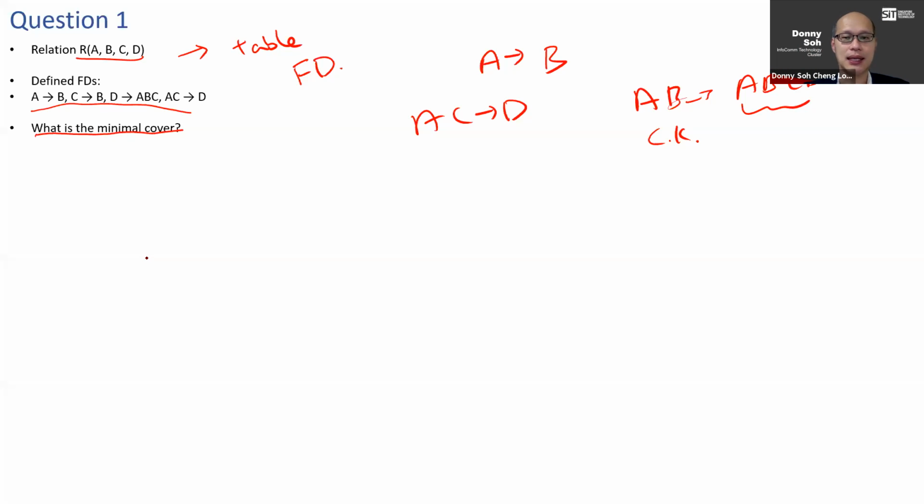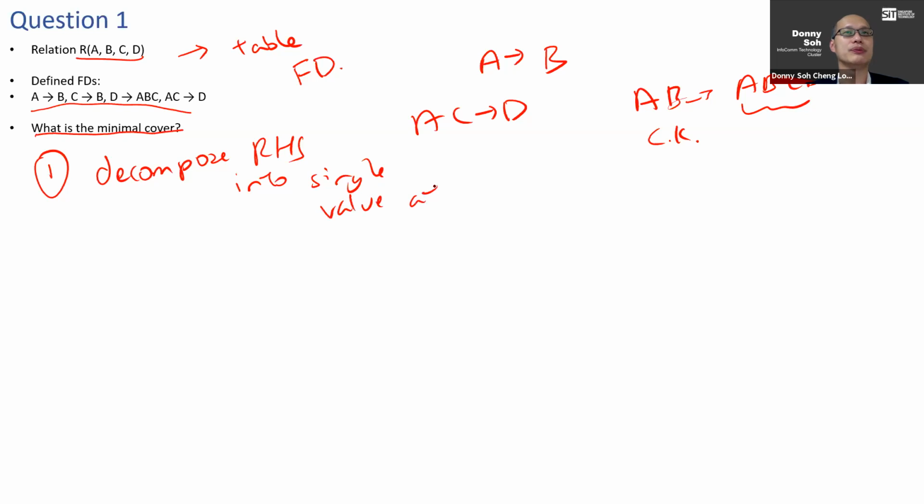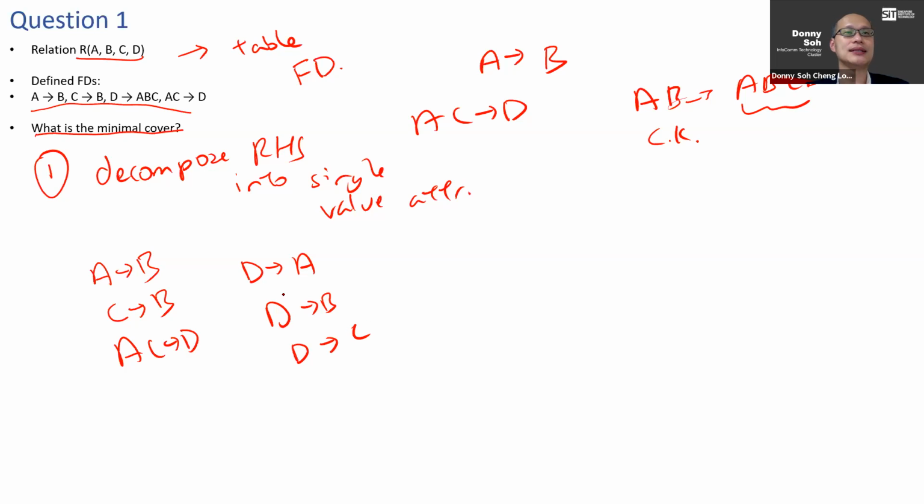For the minimal cover, last week we had a few steps. The first step is to decompose my right-hand side into single value attributes, to ensure that my right-hand side only has one single attribute. So A implies B, don't need to do anything. C implies B, don't need to do anything. AC implies D, don't need to do anything. What we need to do is the ones here, which are D implies A, D implies B, and D implies C. These are the things where we need to decompose the right-hand side into single value attributes.